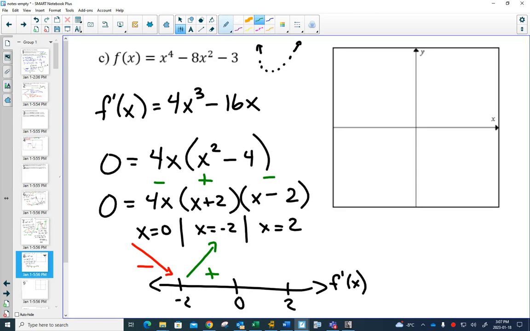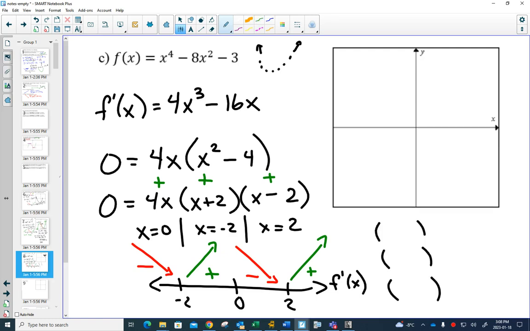Between 0 and 2, plug in 1. 1 would now make this positive. 1 would keep that positive. 1 minus 2, this is still negative. This section will be negative, decreasing. And finally, something bigger than 2, like 8,000. This will be positive, this will be positive, this will be positive, meaning this section will be increasing. And so now we have where it's increasing and decreasing.